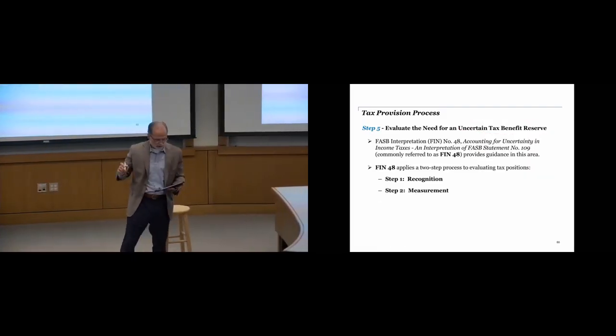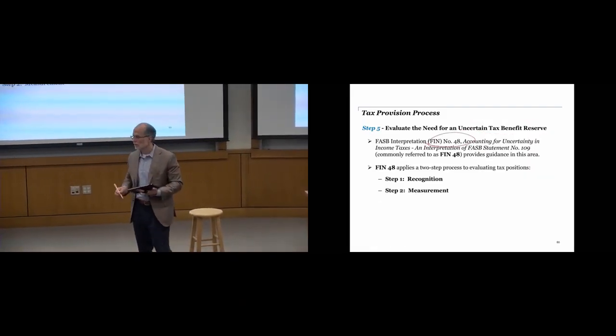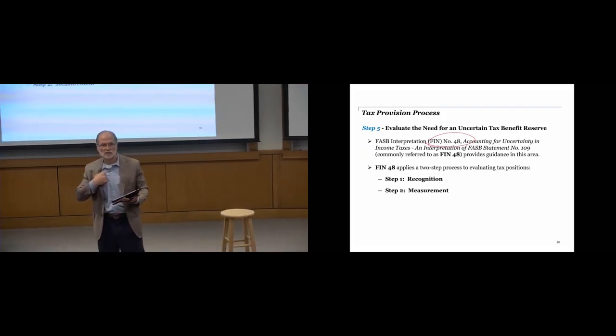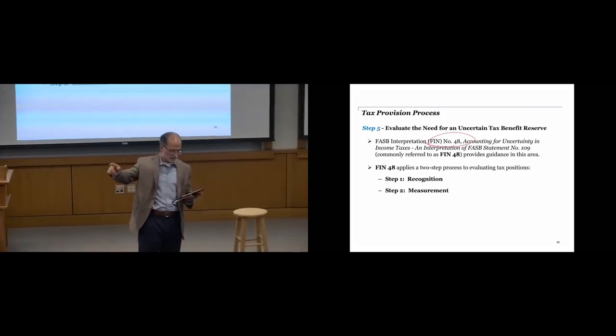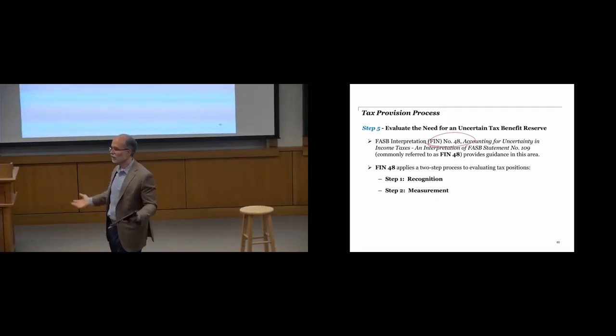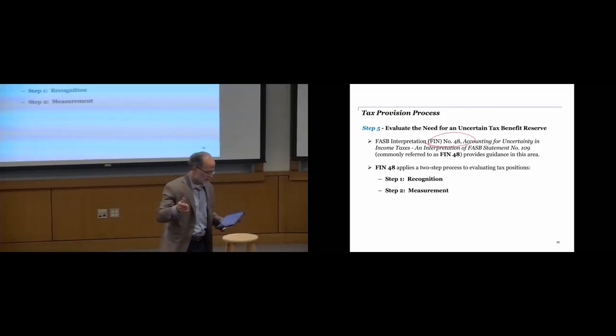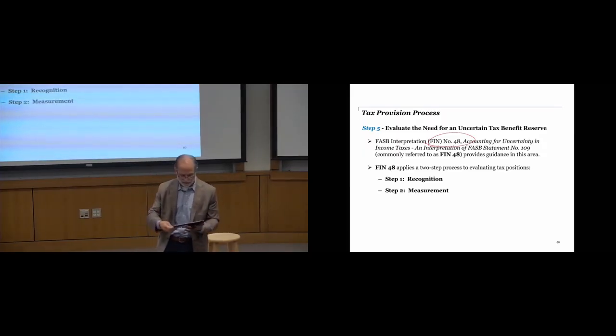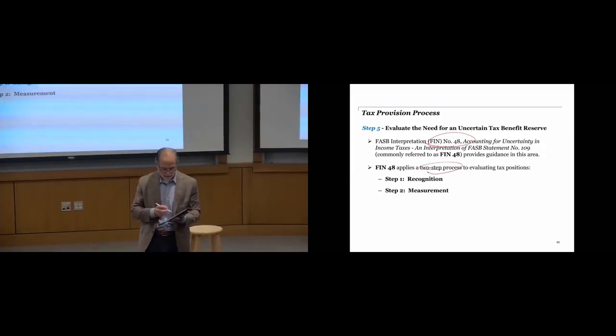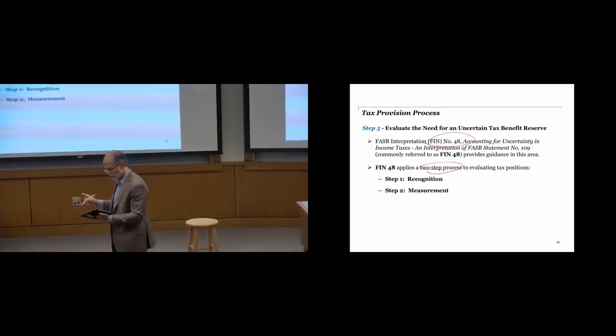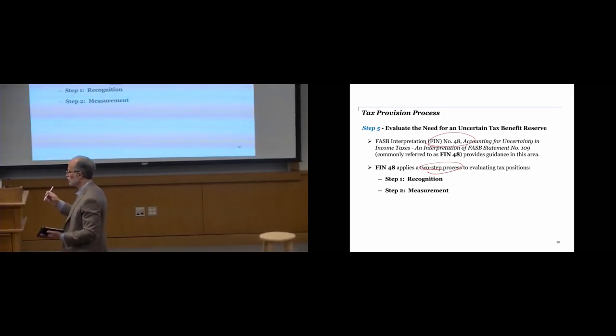So this is called FIN 48. Some of you may have heard this in your accounting courses, but FASB Interpretation Number 48, everyone calls it FIN 48, is accounting for uncertainty in income taxes, and it provides guidance in this area. It has a 2-step process in evaluating tax positions. We're going to go through each one in a moment.